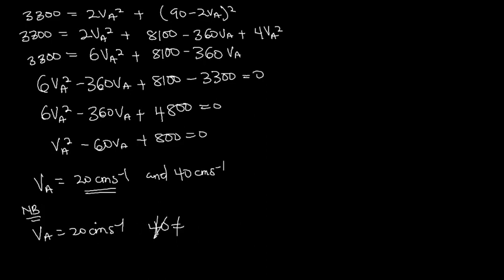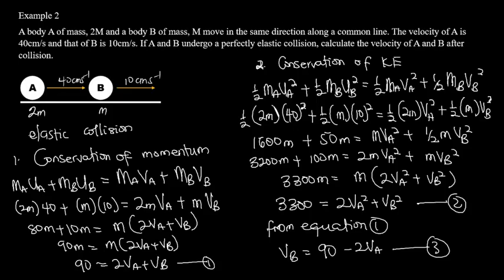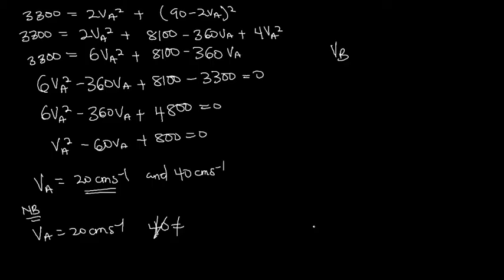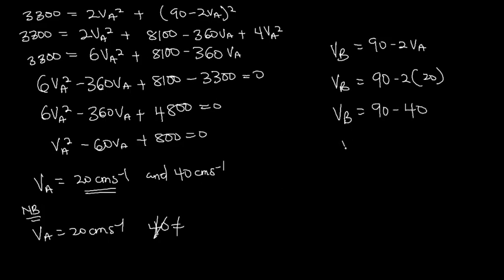All right, so now that we have va, let's go ahead and find vb. So we know vb from our equation over here is equal to 90 minus 2va. So we have vb to be equal to 90 minus 2 into bracket our va is 20. So our vb is 90 minus 40. So our vb is equal to 50 centimeters per second.